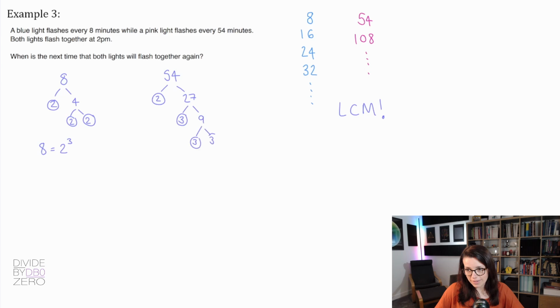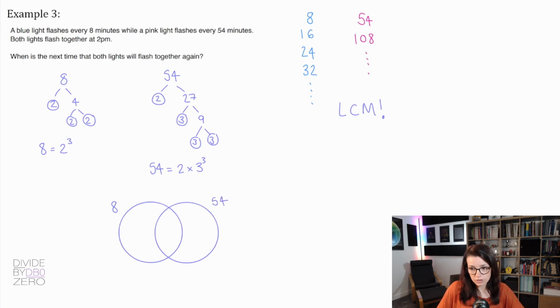54 can be broken down. So 54 equals 2 times 3 cubed. Venn diagram time, 8, 54. They share 1 2 in common, and 8 has an extra 2 2's. And then 54 has 3 3's. This time we're only interested in LCM, so let's find that by timesing everything in the Venn diagram together.